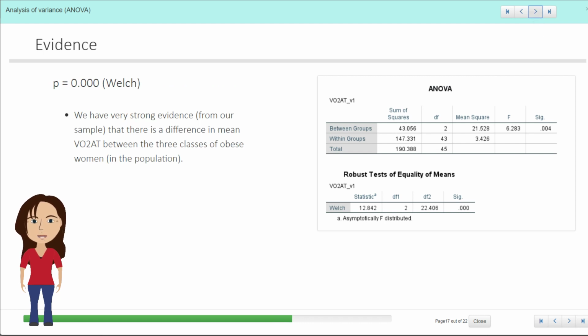So in this case, this is your basic ANOVA, and then we have our Welch adjustment down here, and we're going to read this p-value. So we have very strong evidence from our sample that there is a difference in the mean oxygen uptake between the 3 classes of obese women in the population. So just remember that the purpose of inferential statistics is to get evidence from your sample to say something about your population.